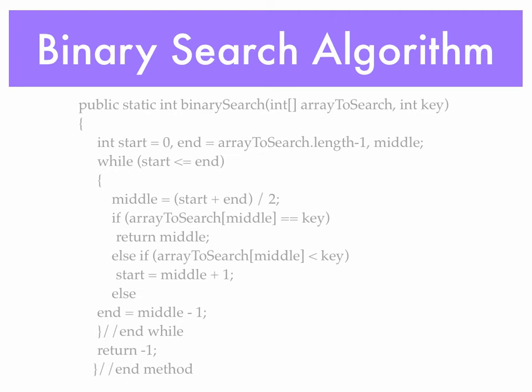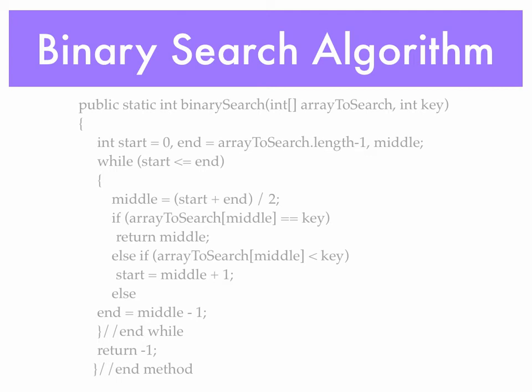And I look at the space that is indexed middle, and I see if it's equal to the key, what I'm looking for, if what's stored in that space is equal to the key. If it is, I return back the middle. Otherwise, I test, is the value found in that index middle less than the key? If it is, I reestablish the value of start, I make it middle plus 1. Otherwise, I reestablish the value of end, I make it middle minus 1.